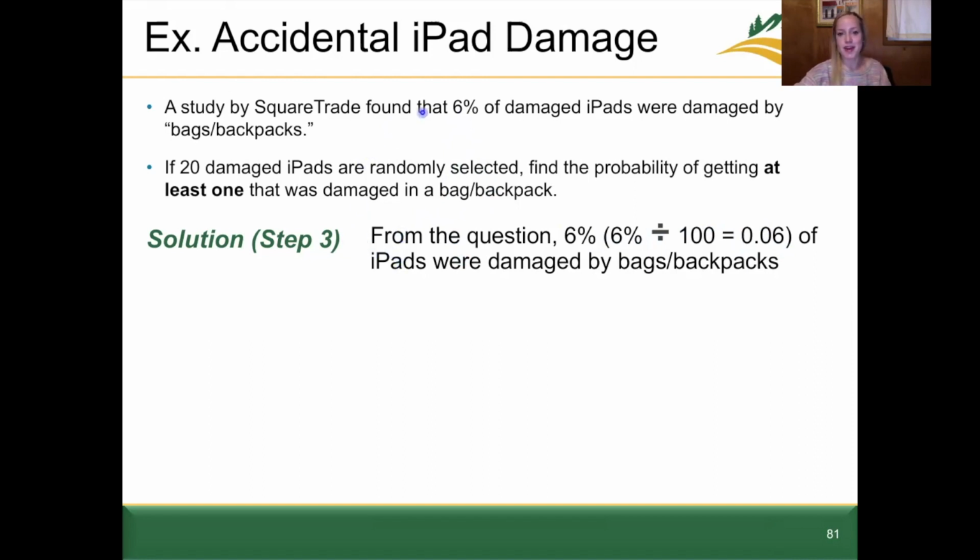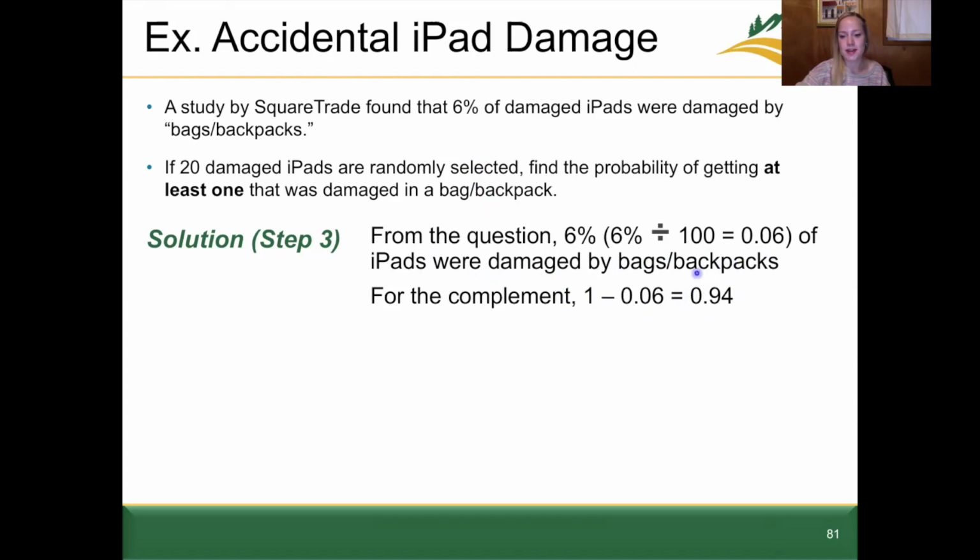This is using what we have in the question to then eventually solve for the probability of A bar. So in other words here, from the information in the question, the probability of selecting an iPad that is damaged by a bag or a backpack out of 100 iPads is 6%. Let me continue on with the solution here and I'll show you. So still from this question, the complement, so 1 minus 0.06 is 0.94.